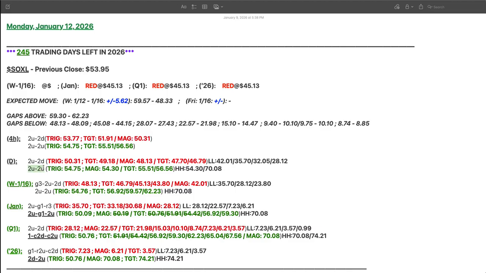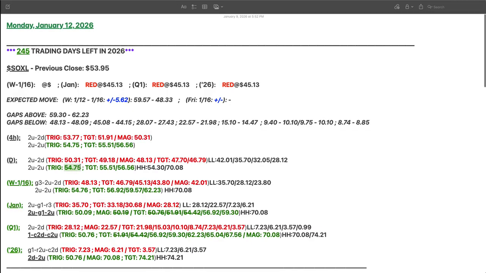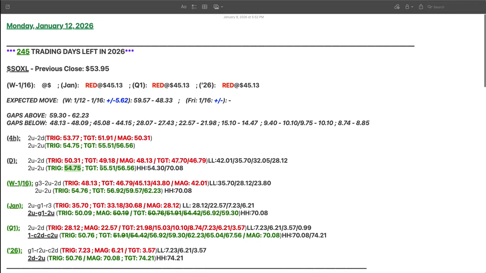To the upside on the day chart, if we go to the upside, we get a 2 up, 2 up continuation. That triggers at 54.75. What is that? I think that might be 55. Oh no, I know why that was. That's a 2 up, 2 up. I don't know why I have a magnitude there. That shouldn't be there. It's just a continuation, not a reversal, right? So we have 54.75 as the trigger on the day to the upside. First target 55.51, second target 56.56.